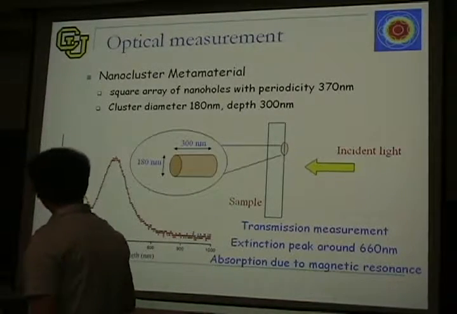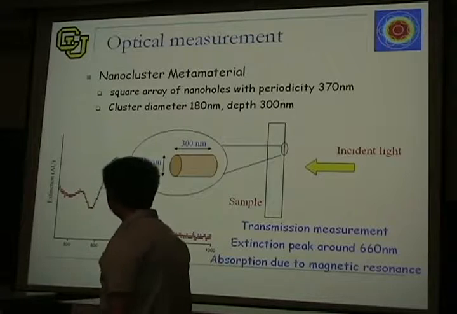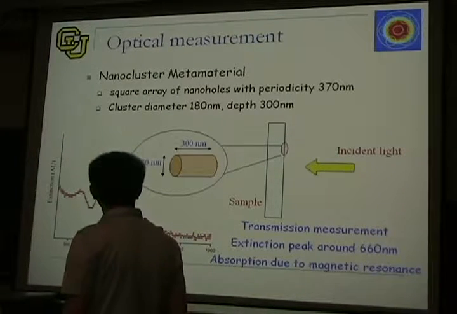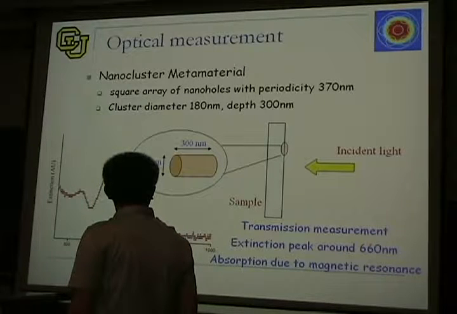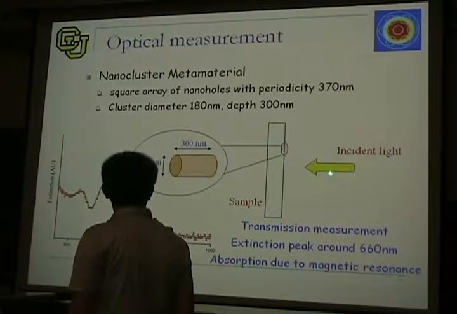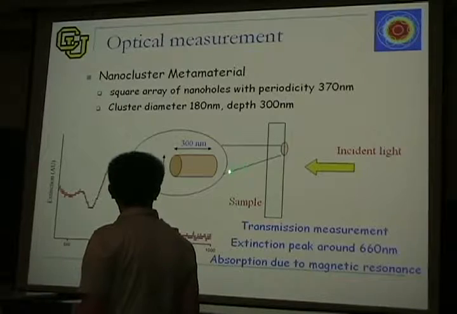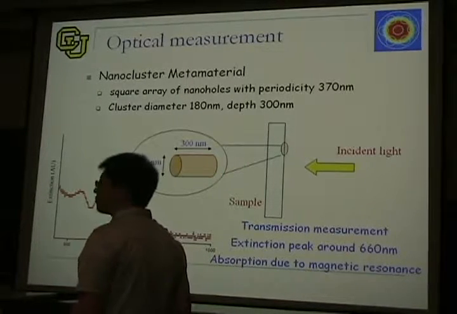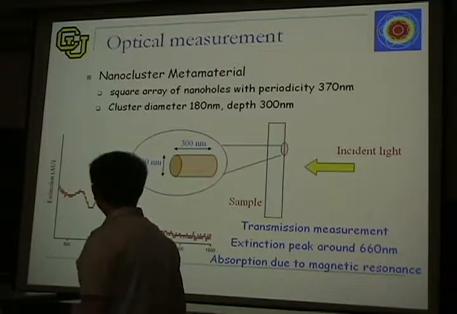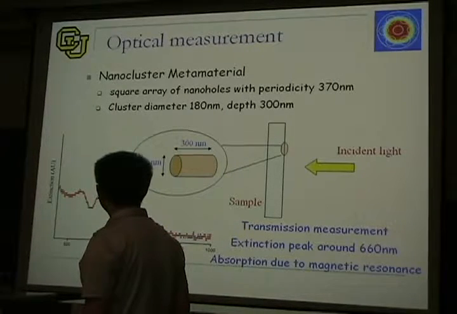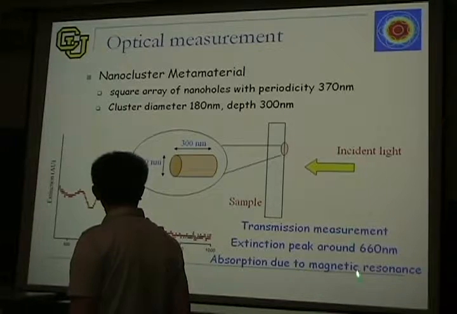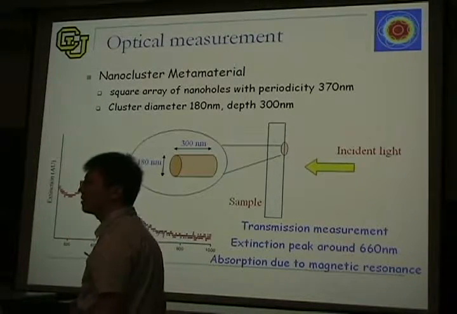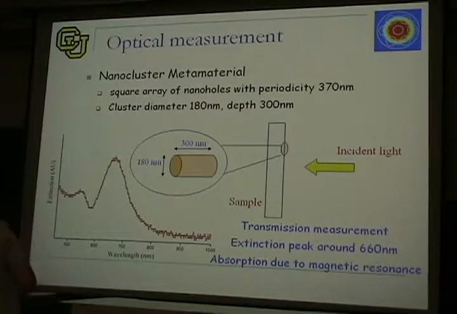In order to characterize those magnetic metamaterials, we perform this transmission and reflection type of measurement. We use normal incident light and then record the transmission and the reflection. And here is one example of a measured absorption spectrum of such a material. You can see there is an absorption peak at these wavelengths, and we find that this is actually due to the magnetic resonance of the material.